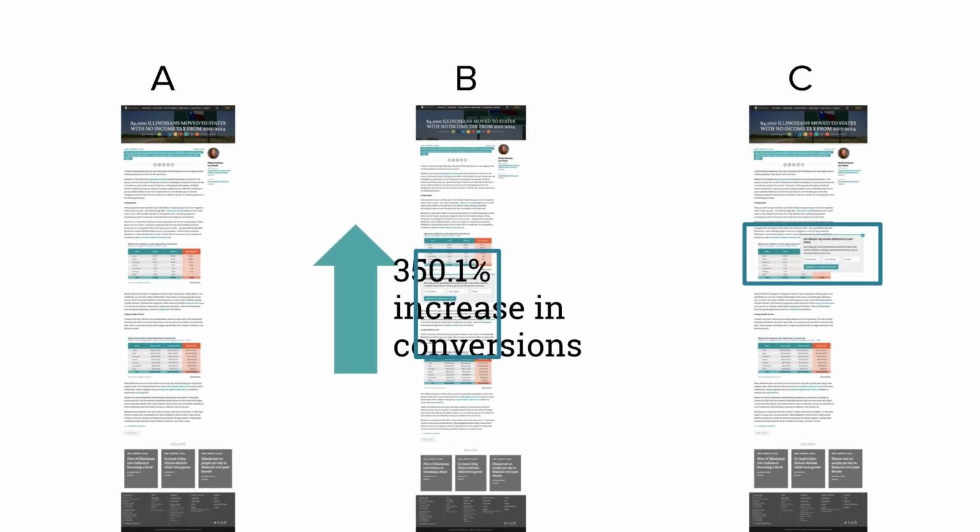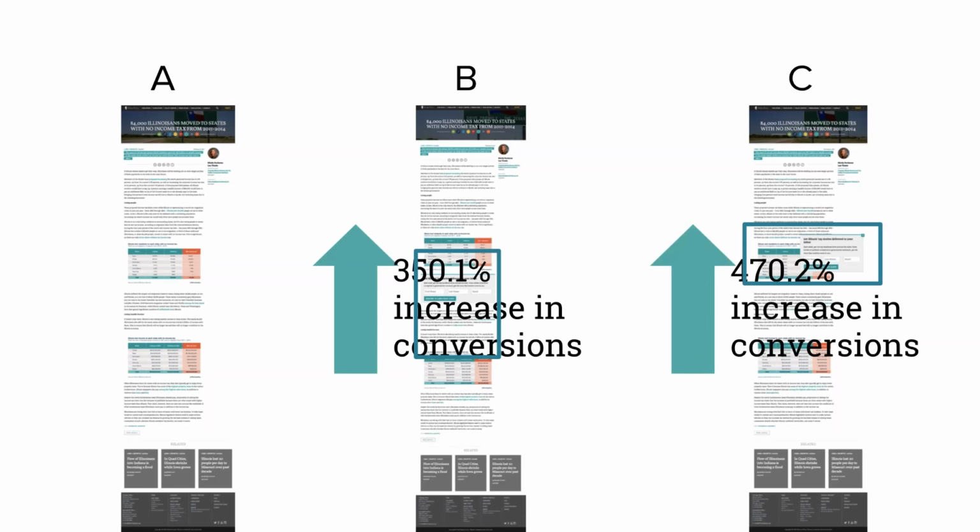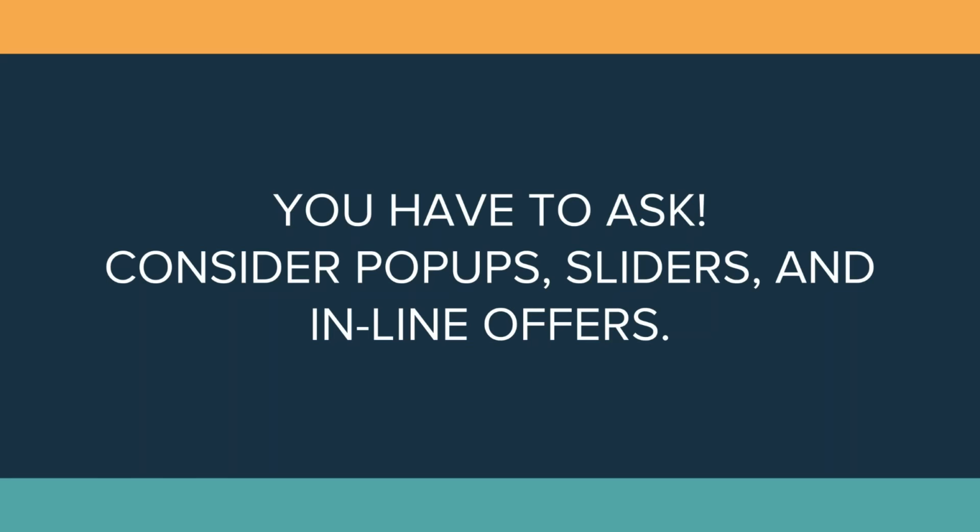So B led to a 350% increase in conversions, but C led to a 470% increase in conversions. So 2 key things that I want you to take away. One, I know people are annoyed at pop-ups. If you do them well, they can be really, really useful. But the key thing is you have to ask. It's similar to fundraising. You can't just have a donate button on your site and just assume people will navigate, click, and convert. You have to ask. So if you have to ask, make sure you have an offer and are providing value.